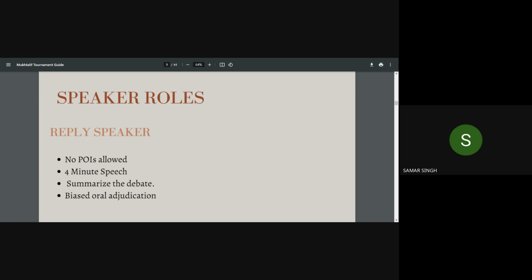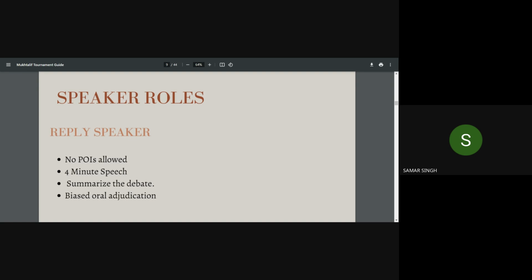So, oral adjudications are justifications of why someone wins against the other. The reply speech is a speech that the teams present as a biased oral justification. After the opposition whip, first of all, the opposition reply comes in. During reply speeches, no POIs can be asked. So remember the first thing. Second thing, it is 4 minutes. Third thing, it is a summarization of the debate and a biased oral justification, where the opposition comes and tells us why we win against the other.